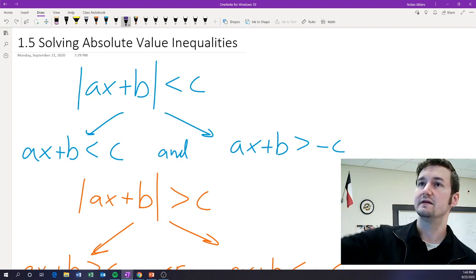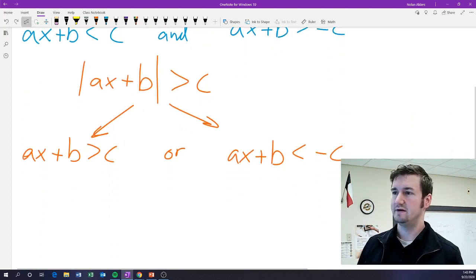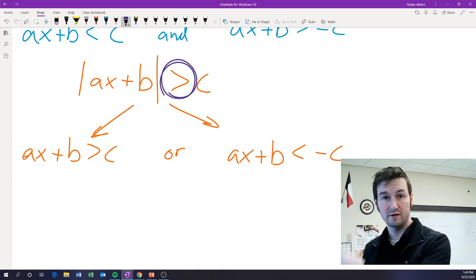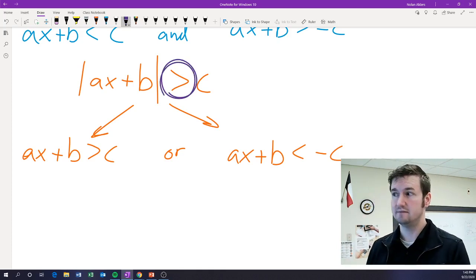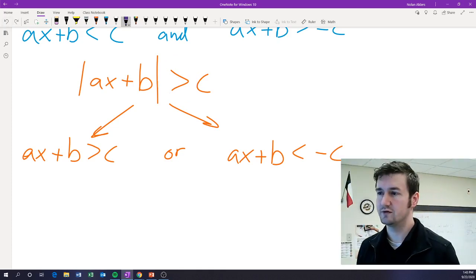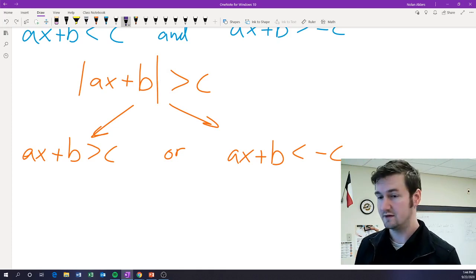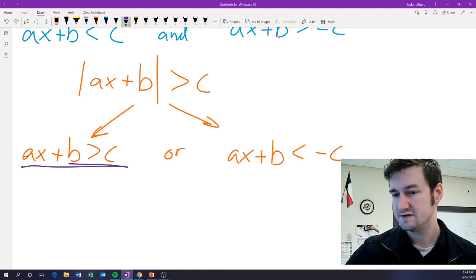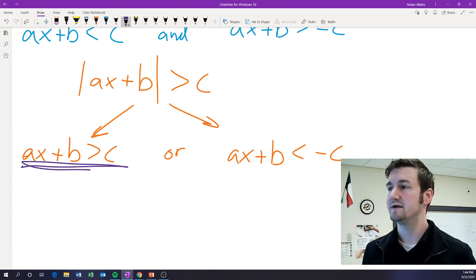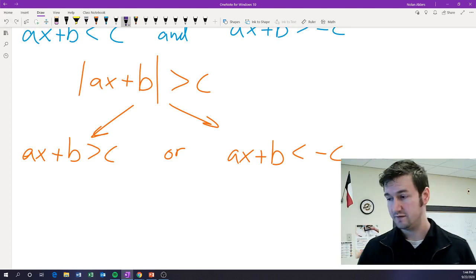All right, let's look at the other case. And that is where we have greater than or equal to. So notice we're looking at this sign right here. If it's pointing to the right, or if it's greater than or equal to, then we are going to also split the inequalities. Notice that first inequality looks exactly the same as the original, not changing up a whole lot here, except without the absolute value bars.